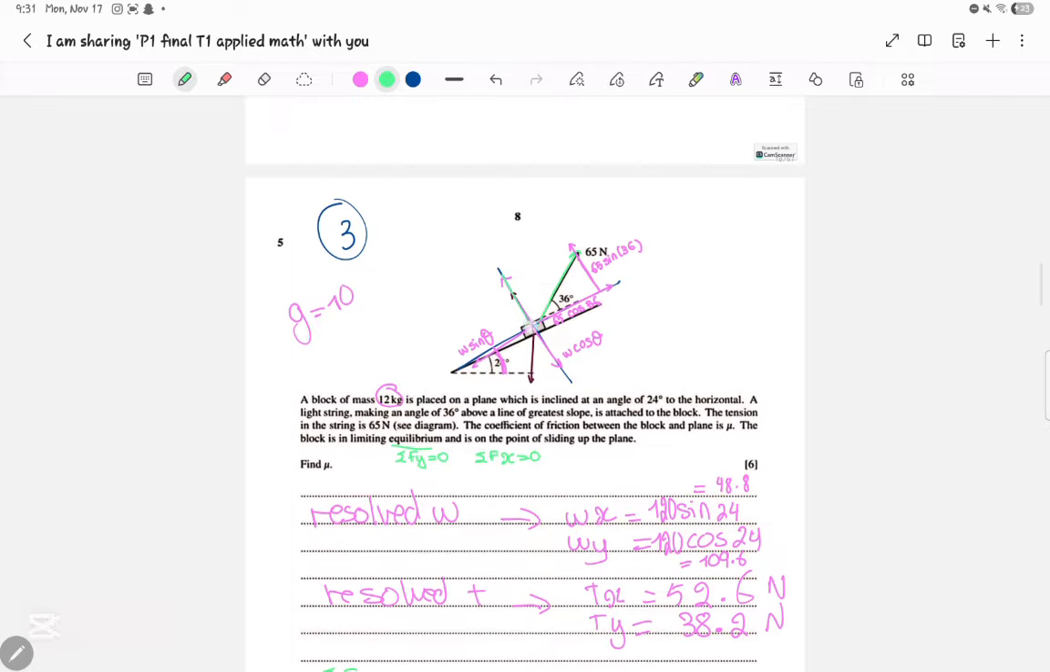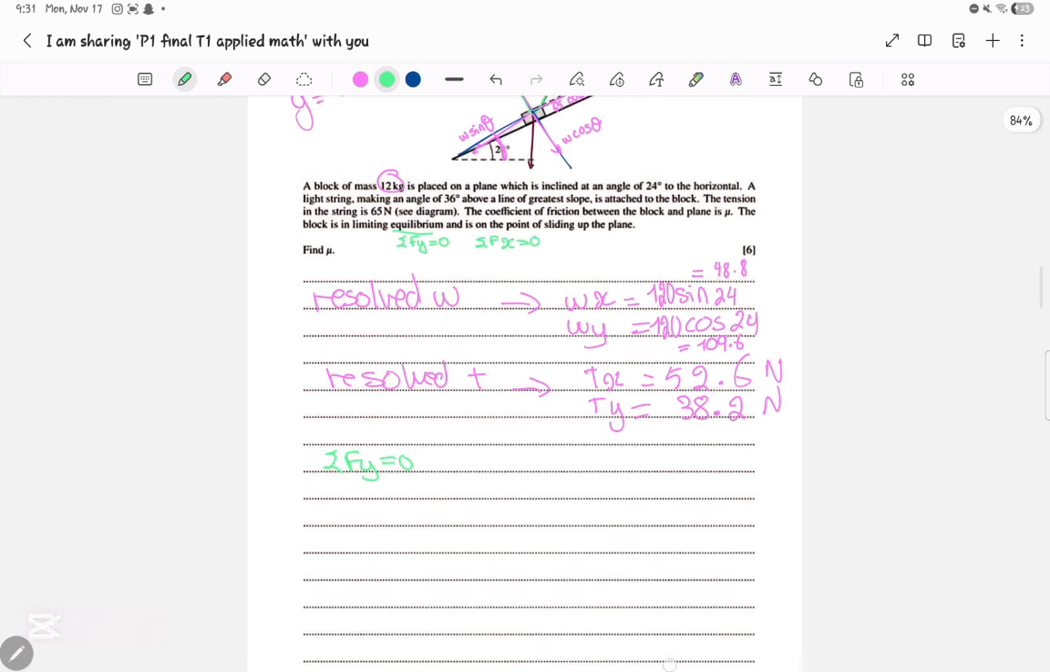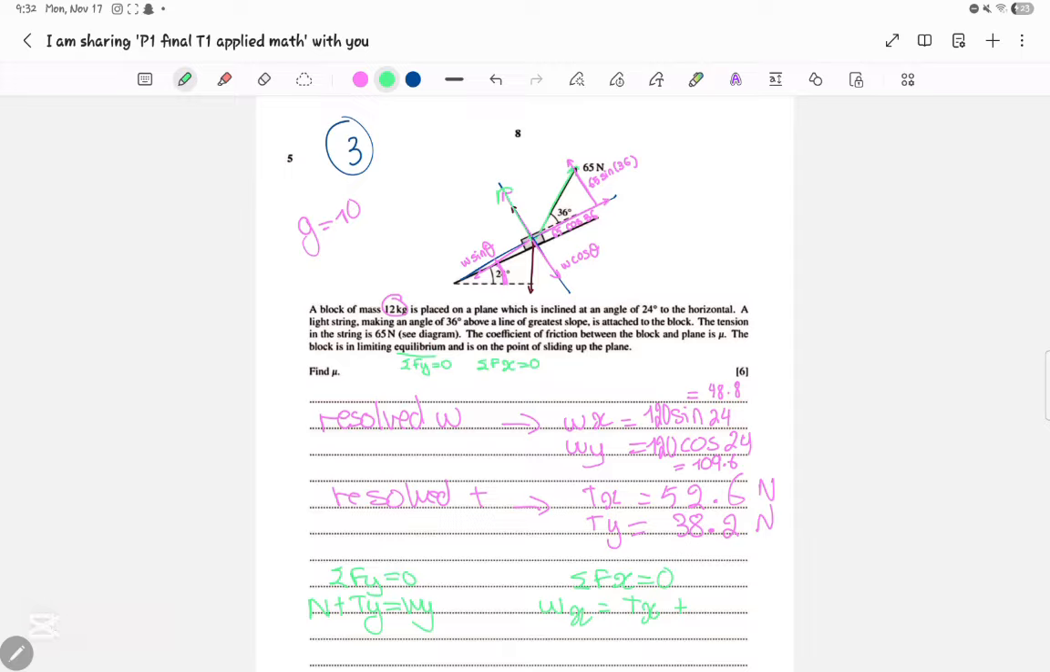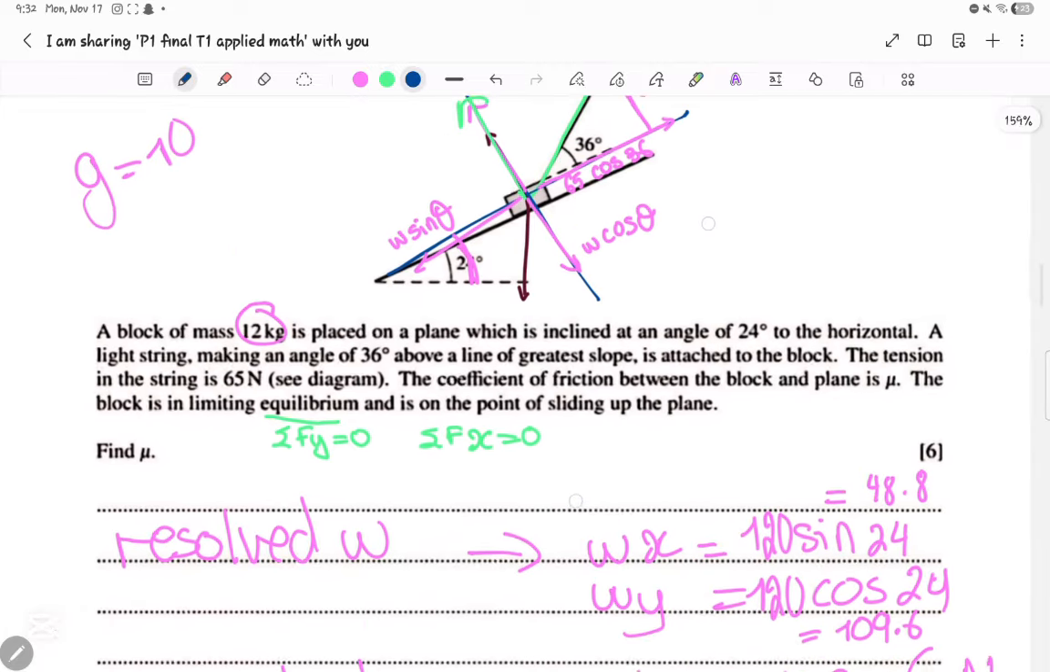That means the normal plus tension y is equal to Wy, because everything up equals everything down. Sigma of x equals 0, everything left equals everything right. That means W sine theta is equal to tension x. So let me change this to Wx. Wx is equal to tension x plus what? Ooh, we forgot about a very important force.